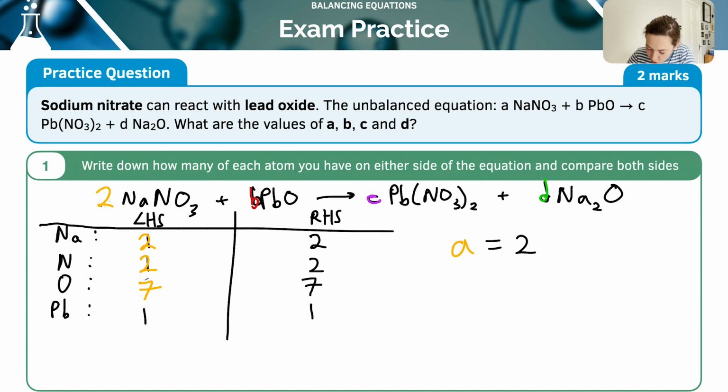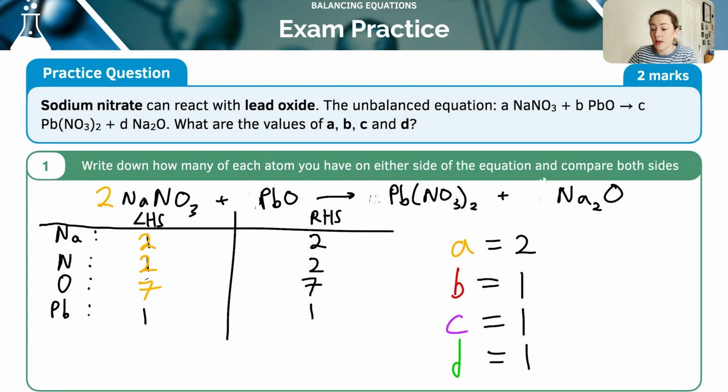So A was 2, B is going to just be 1, C is also 1, and D is also 1. You can see my equation is balanced above, and all of these others don't need any numbers in front in order to balance. You can see how, even using that method, we can very, very quickly get to the correct answer.